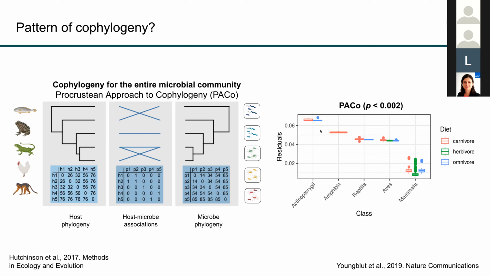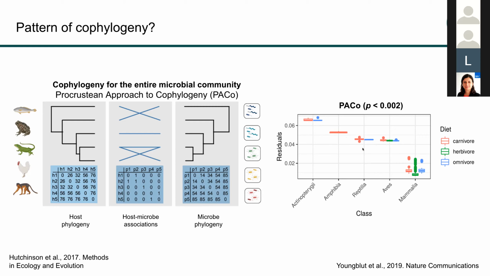We saw an interesting pattern in terms of the fit, where the fit was actually worse for ray finfish, and then a little bit better for amphibians, about the same for reptiles and birds, and then much better for mammals, especially herbivores. Other data did support this. It didn't seem to be a technical artifact of this analysis.